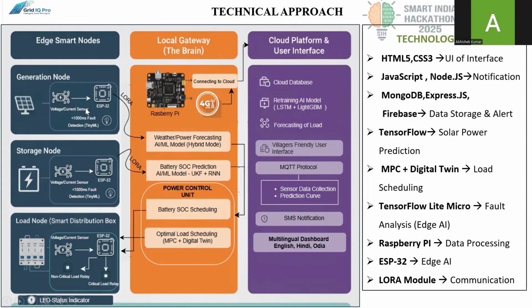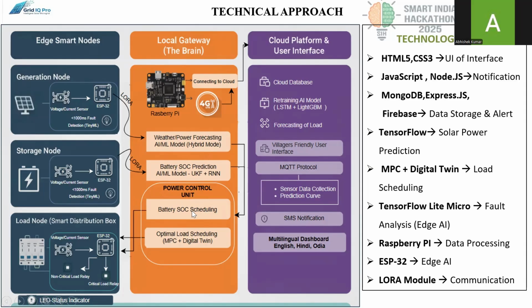From the generation node, using LoRa communication, we'll be sending the data to our local gateway brain, which is none other than our Raspberry Pi. In our Raspberry Pi, we'll be running all these modules. In our weather and power forecasting, we'll be getting the data from the generation node, and for our SOC prediction, we'll be getting the data from the storage node. Once this data is fed in, the model creates an output which is sent to our major game-changing unit, the power control unit.